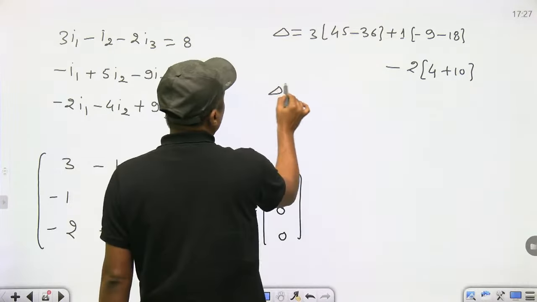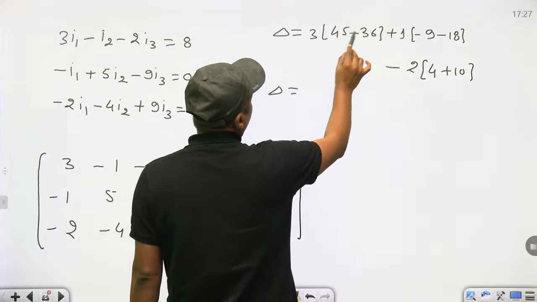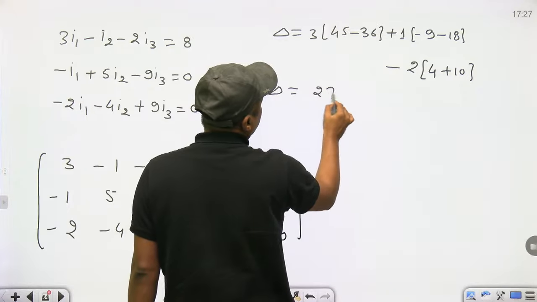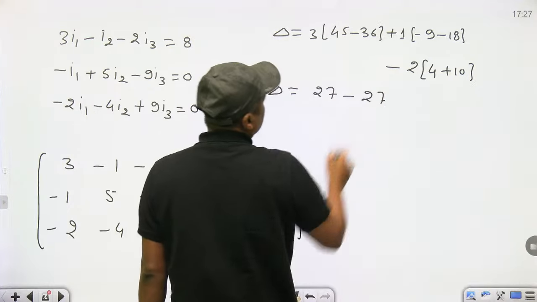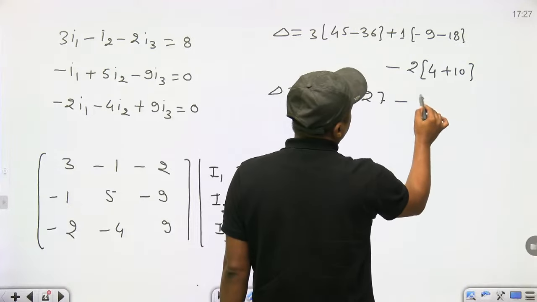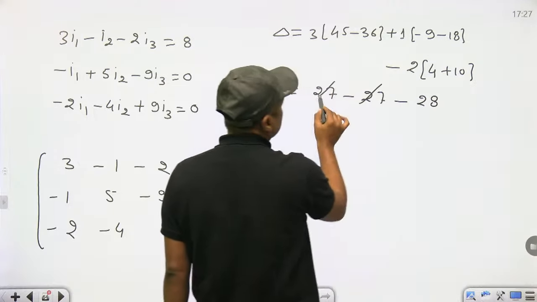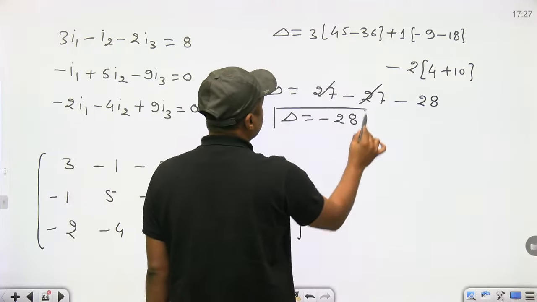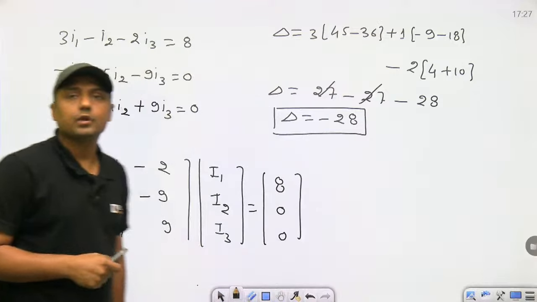Okay. Check my calculation also. 45 minus 36, that is 9. 9 into 3, 27. Minus 27, minus 28. I am getting minus 28. Is it correct? Check.